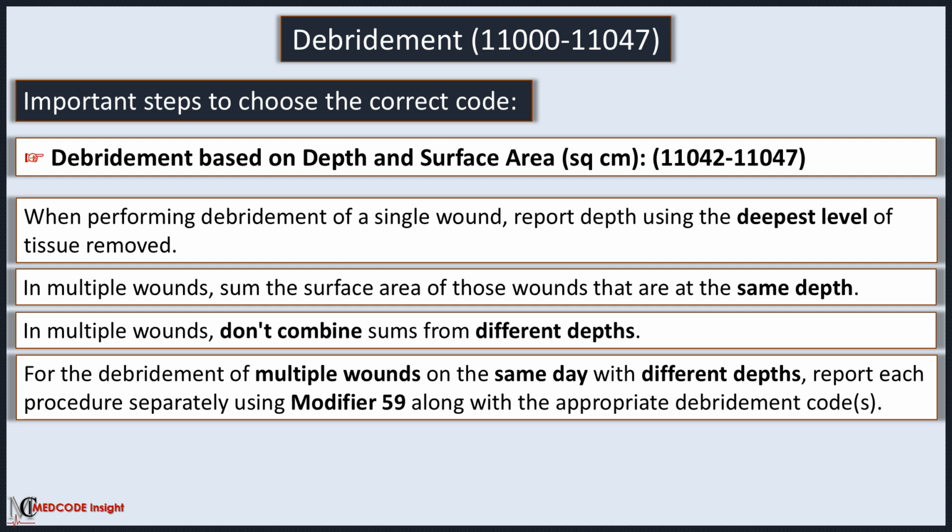For the debridement of multiple wounds on the same day with different depths, report each procedure separately using modifier 59 along with the appropriate debridement codes. Let's understand each guideline one by one with practice so that you can easily grasp the concept.